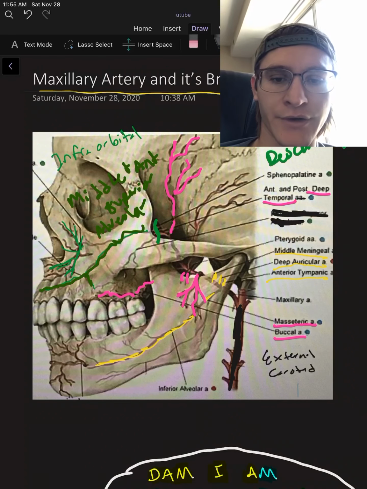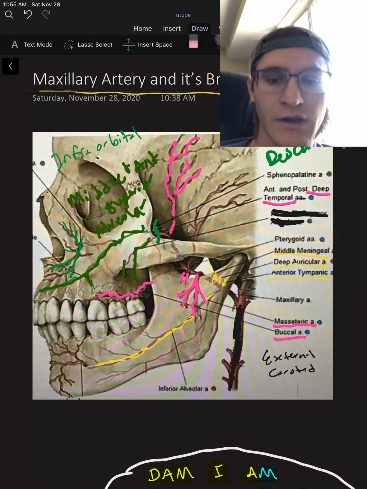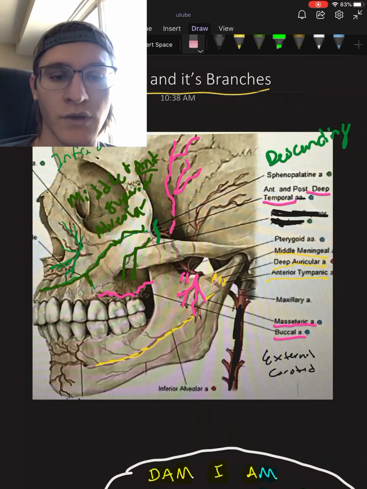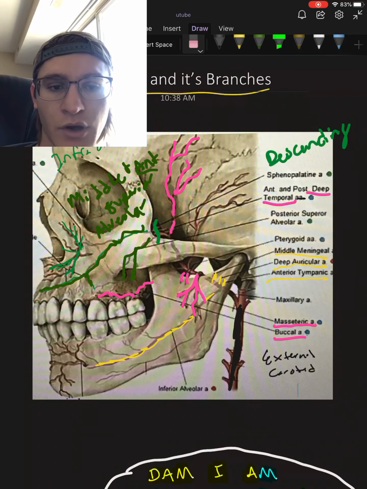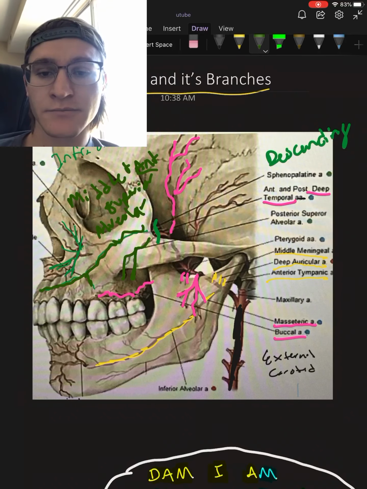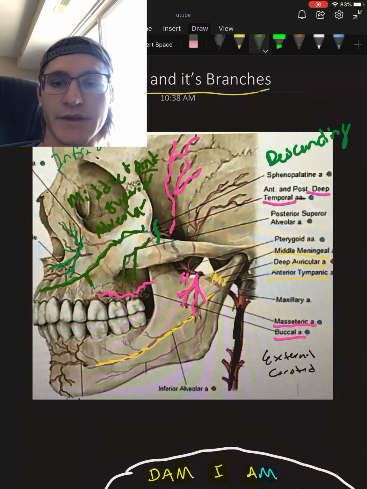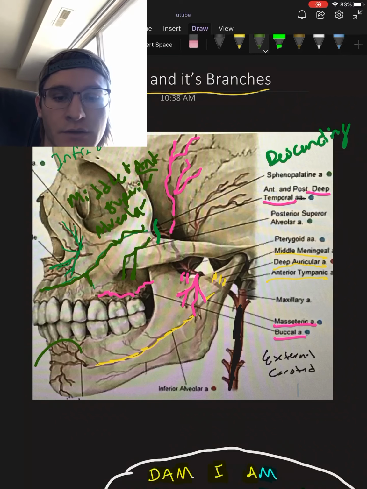I'm doing that in dark green so you guys can see it better. And then this one right here is going to be our posterior superior alveolar. Posterior superior alveolar. So cool. And that kind of sums it up. I think that, yeah, so that looks good.